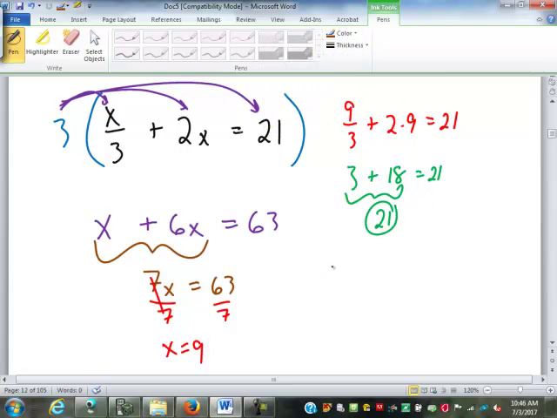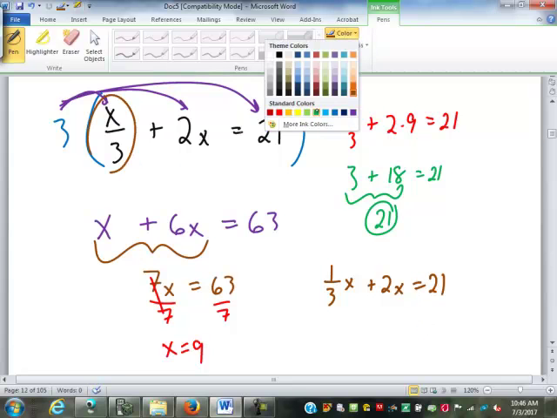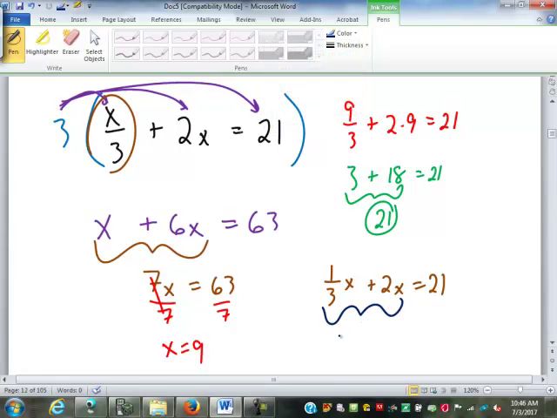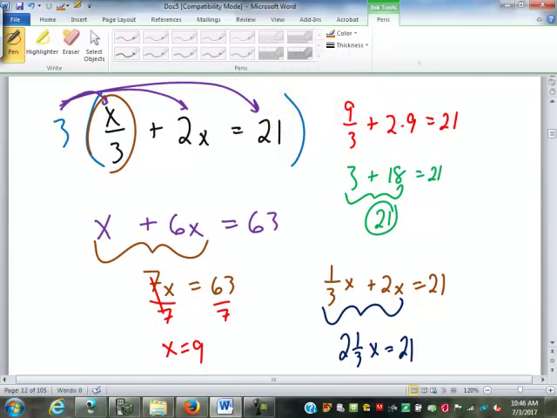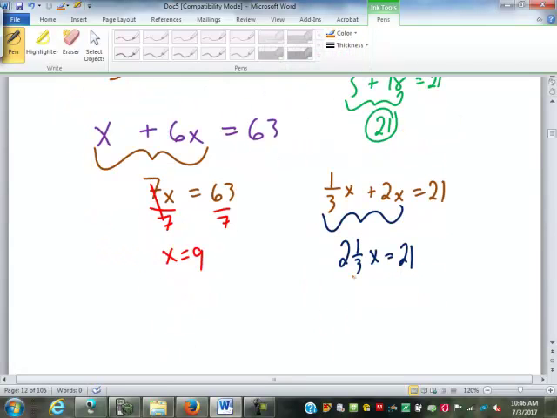Now, we could have made that 1/3 x plus 2x equals 21. Instead of x over 3, we treat it as 1/3 times x. And yes, 1/3 x plus 2x is 2 and 1/3 x equals 21. And we could divide by 2 and 1/3.